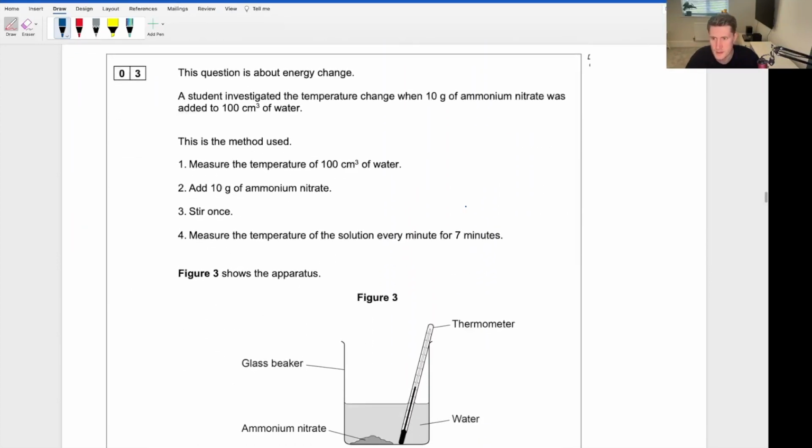Question 3 says, this question is about energy change. A student investigated the temperature change when 10 grams of ammonium nitrate was added to 100 centimeters cubed of water. This is the method used. Measure the temperature of 100 centimeters cubed of water, add 10 grams of ammonium nitrate, stir once, measure the temperature of the solution every minute for 7 minutes.